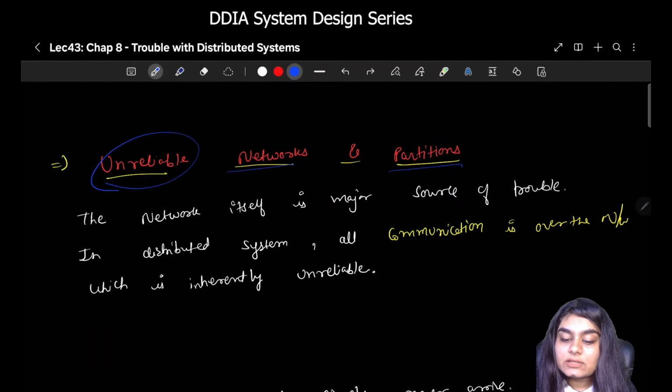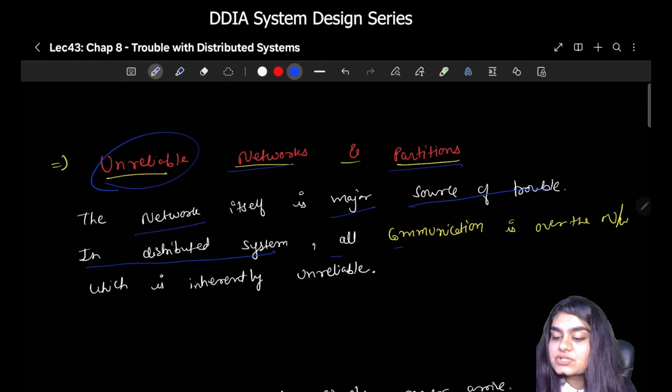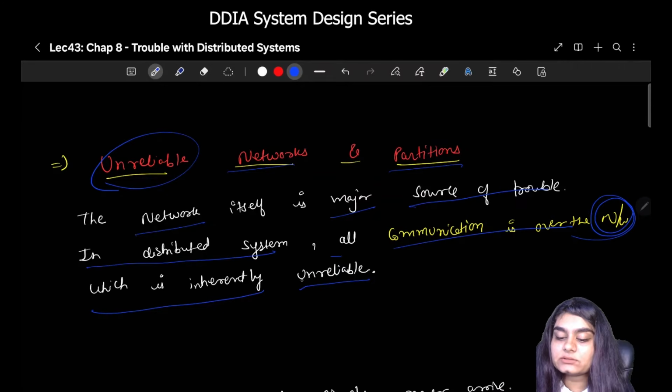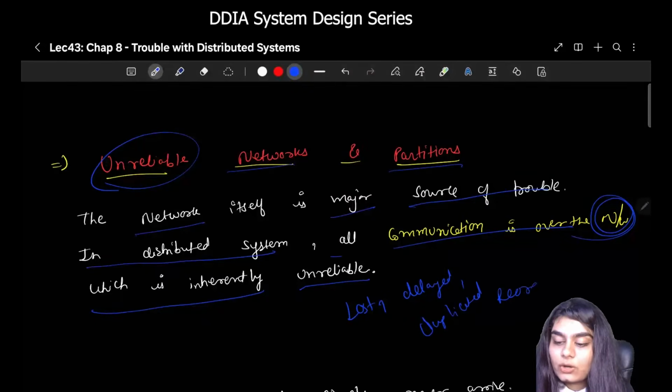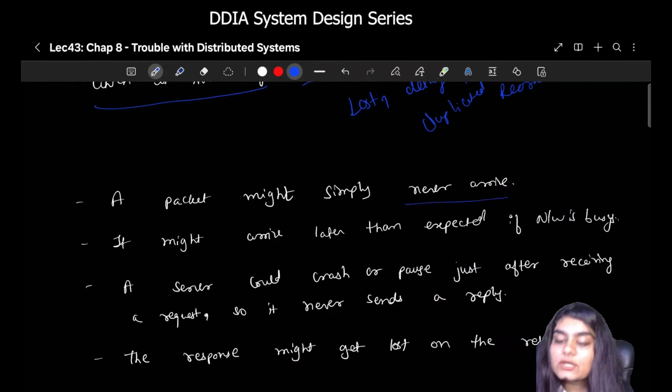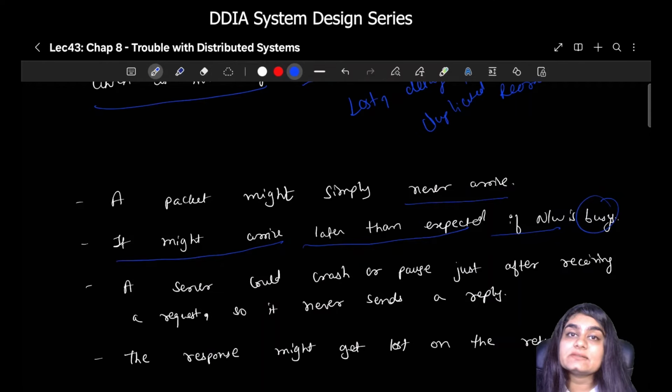The network itself is a major source of trouble. In distributed systems, all communication is over the network, which is inherently unreliable. Packets can be lost, delayed, duplicated, or reordered. For example, a packet might simply never arrive because of a cable unplugged or wireless interference. It might arrive later than expected if the network is busy, as we are aware that on the routers there is a long queue.